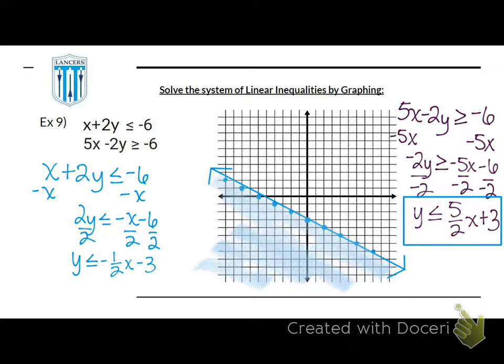My first point should go positive 3 on the y-axis. From there, more points will go up 5, right 2, or down 5, left 2. My line will be, what kind of line? A solid line.